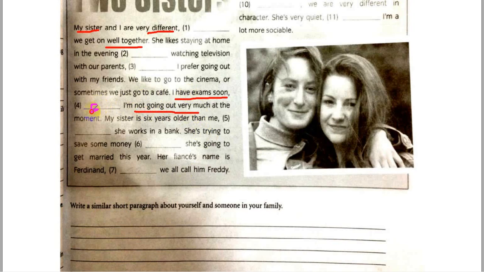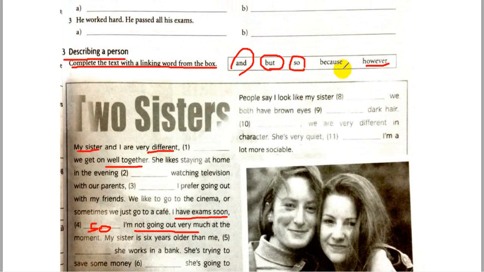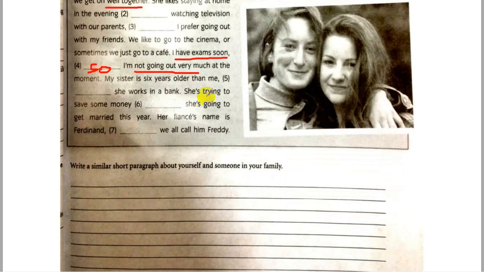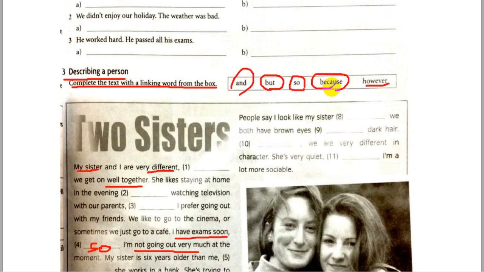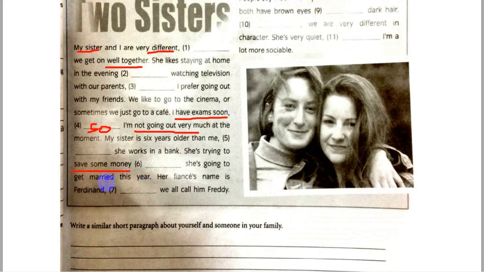So we used so. My sister is 6 years older than me. She works in a bank, and she works in a bank has similar meaning, there is no difference. She's trying to save some money. So this is the result. And the cause is she's going to get married this year, so we have to use because. Because she's going to get married this year.